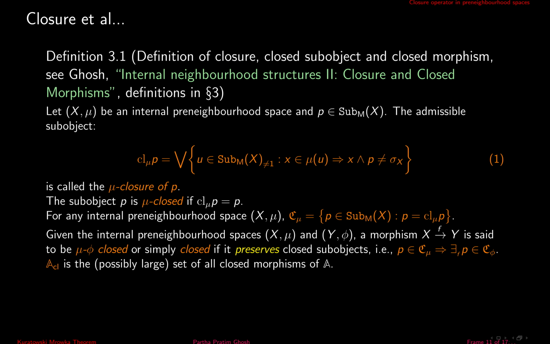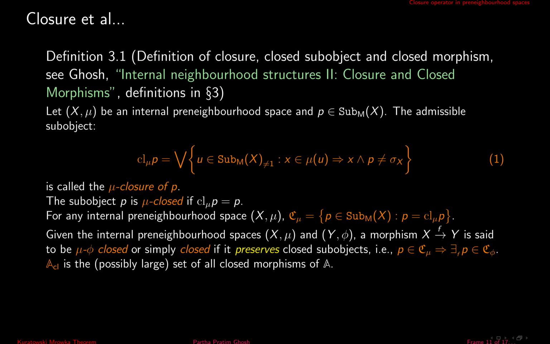So we are now ready to define the closure of a subobject in an internal pre-neighborhood space. As usual, the closure should be the join of all those subobjects whose every neighborhood intersects P. But we have to be careful that we do not select the largest subobject, which is the identity, because for that this condition is trivial. So we select all the proper subobjects of X whose neighborhoods intersect P and take the join, and that's the closure.